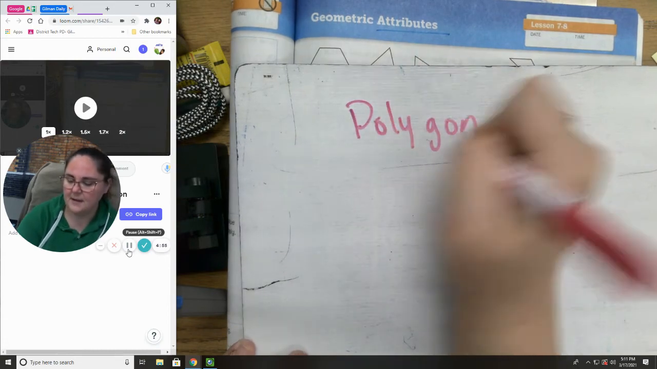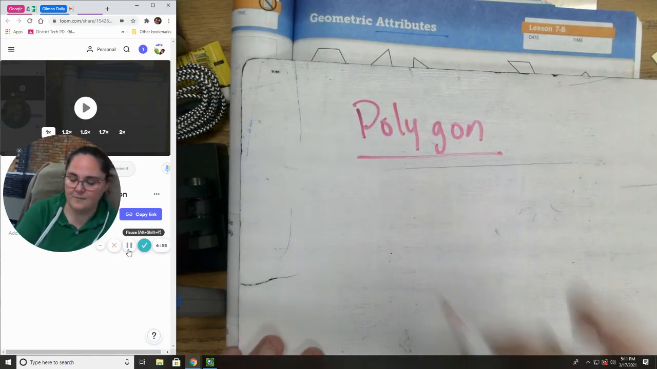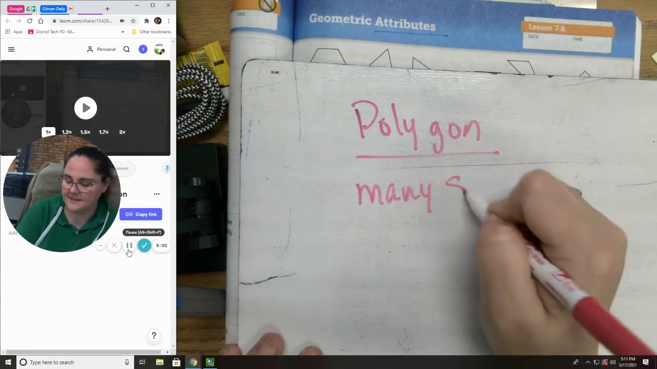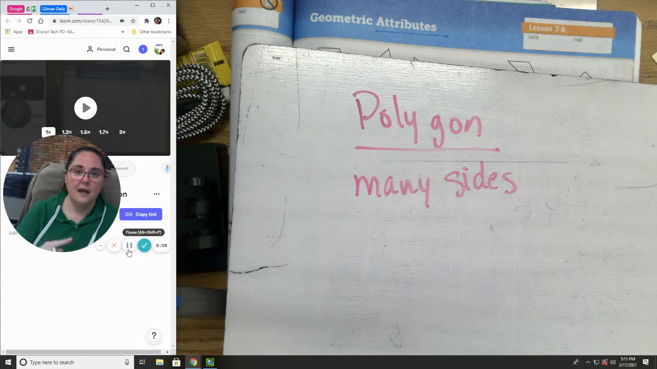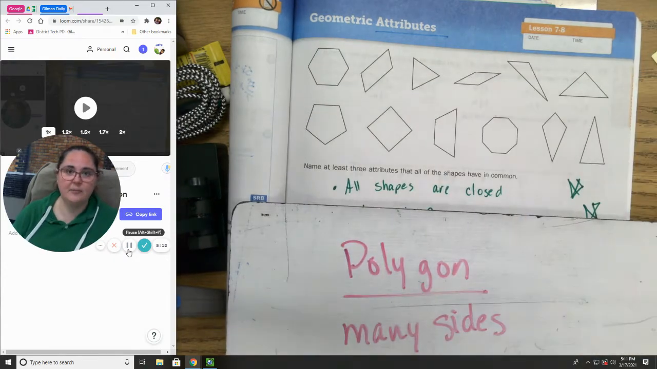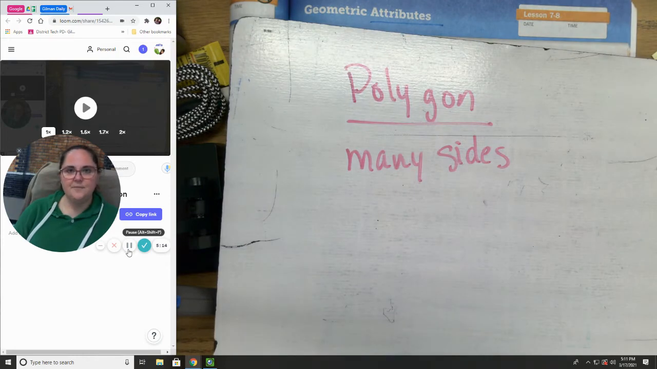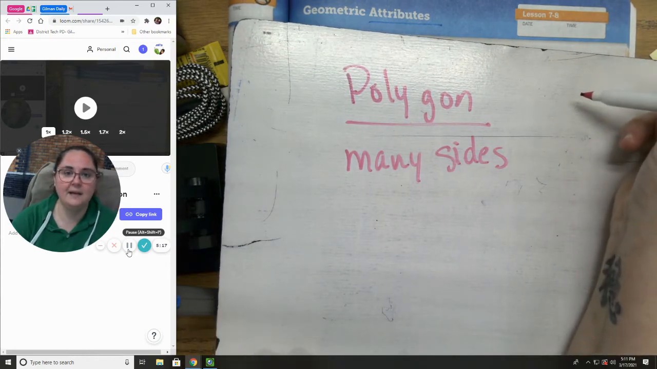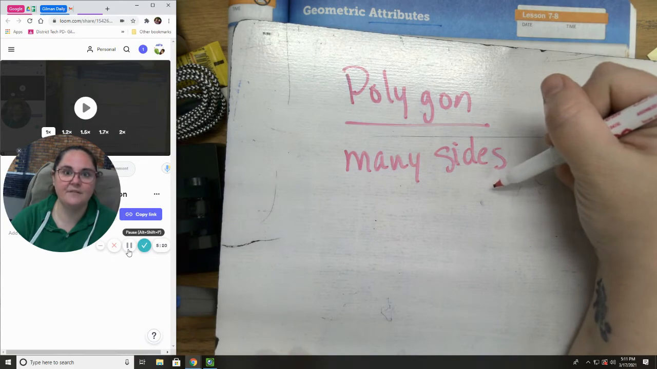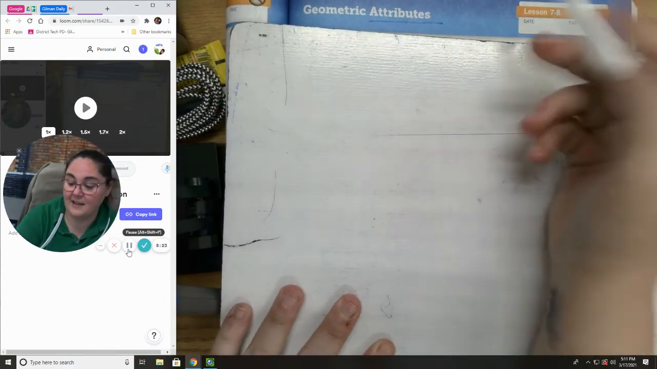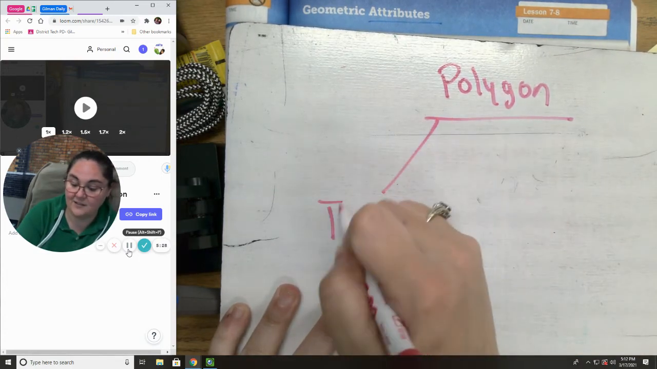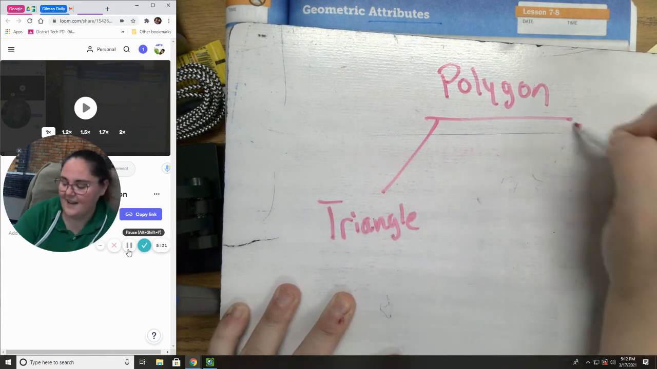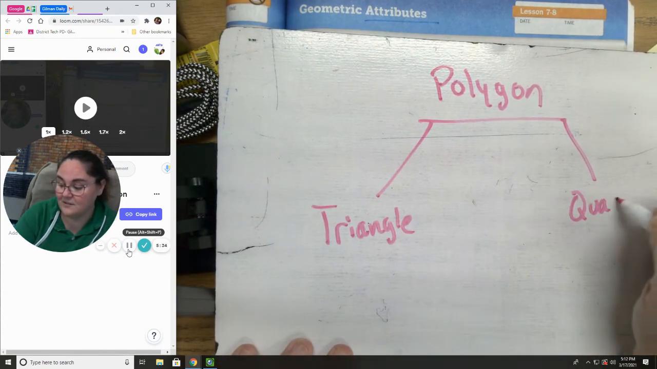Polygon is a fancy word for many sides. That means it is a closed shape with more than 2 sides. A triangle, a square, a rectangle, all of these technically are polygons. Remember when we did the hierarchy, we started everything with a quadrilateral, right? This is like a step above quadrilateral. So I would have polygon, and then I would have triangle, and then I would have quadrilateral.